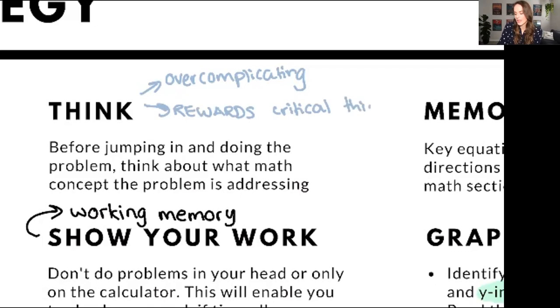And this is where the SAT is a better test to prep for than the ACT in some parts, because the ACT rewards what you know. It does not really reward how you think. And the SAT really rewards how you think.